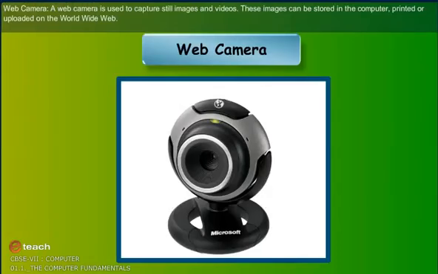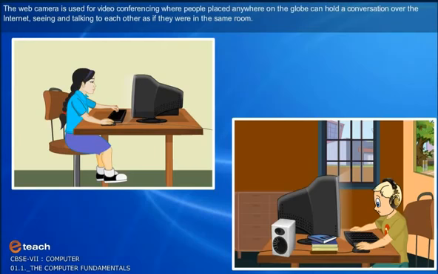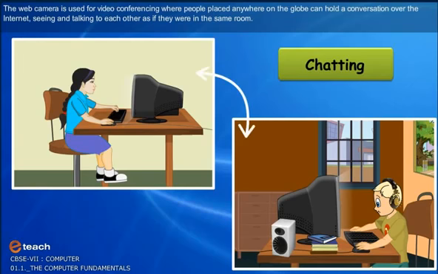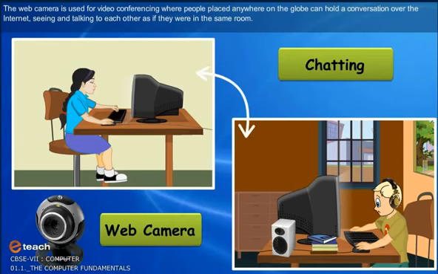Web camera. A web camera is used to capture still images and videos. These images can be stored in the computer, printed, or uploaded on the World Wide Web. The web camera is used for video conferencing, where people placed anywhere on the globe can hold a conversation over the internet, seeing and talking to each other as if they were in the same room.